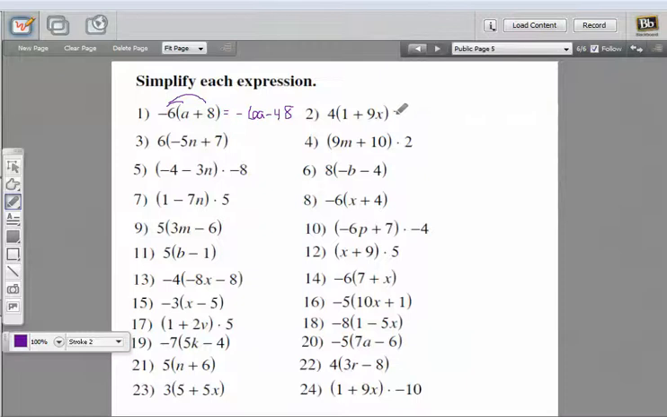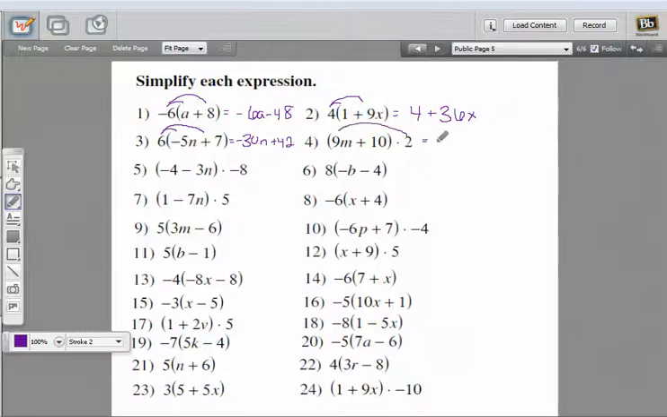For number 2, we're going to distribute 4, so 4 times 1 is 4. 4 times 9x is a positive 36x. For number 3, 6 times -5n is -30n, sorry. And 6 times 7 is a positive 42.